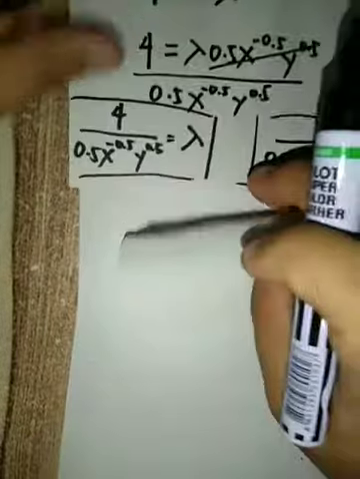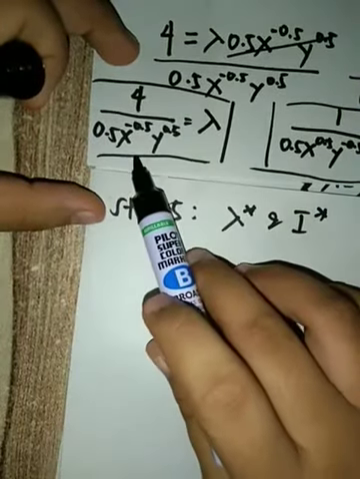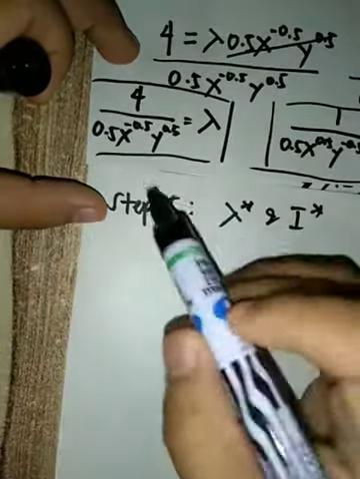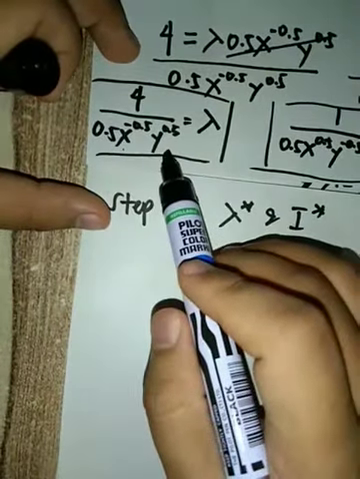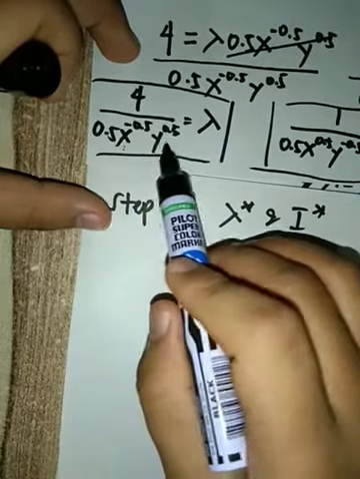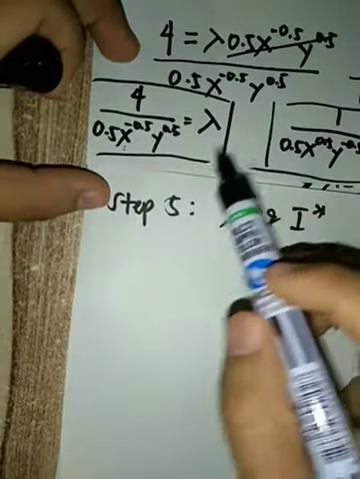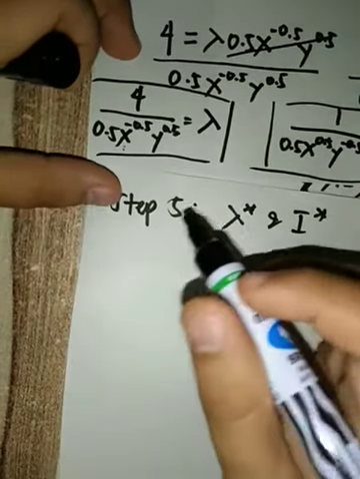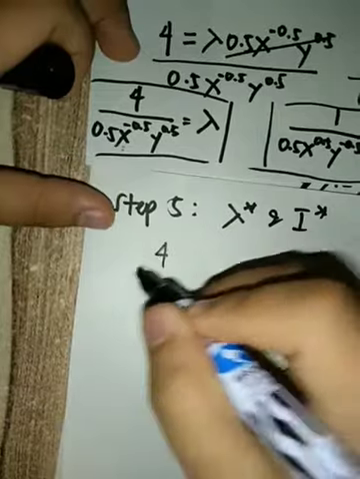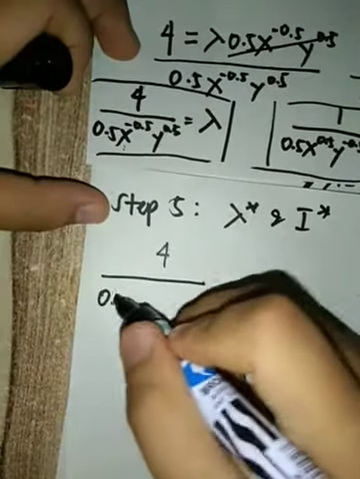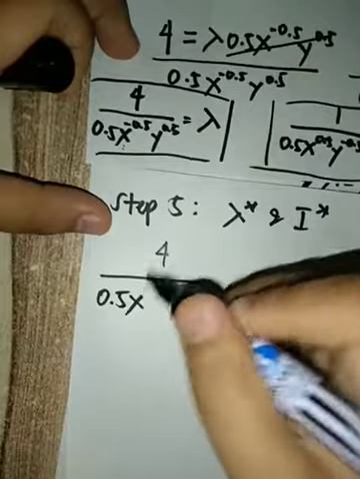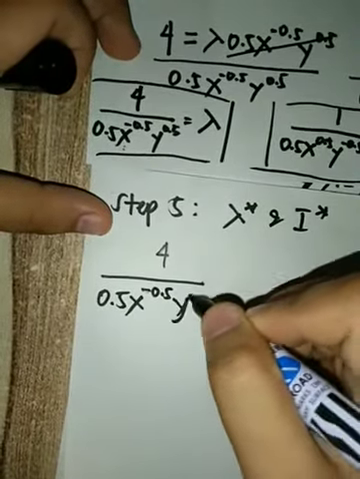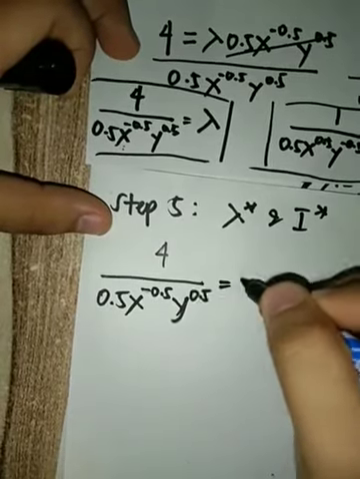Ito. Gagamitin natin to. Ito, dalawa, i-replace to x and y. Kasi nakuha naman natin yung x and y. And make sure na itong lambdas natin pareho yung sagot. Let's say we have 4 over 0.5x raised to negative 0.5 y raised to 0.5 is equals to lambda.